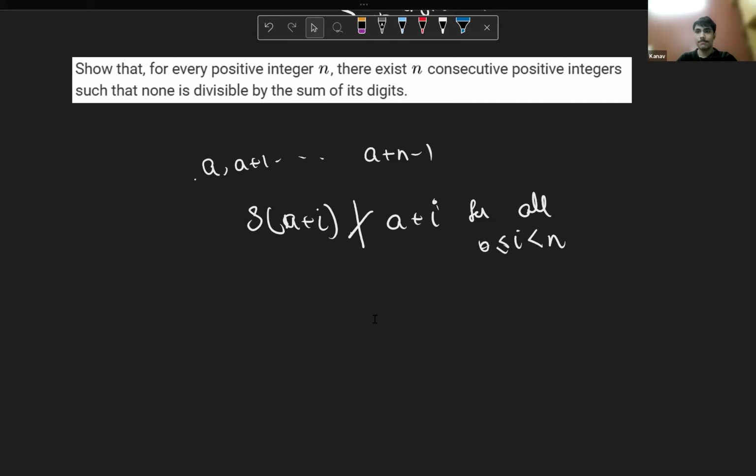Yeah, I think just take like 3. But there will also be other factors. If you take 39, then 39 is not divisible by 12. It doesn't have to be true for all of them. We just need to find a few a plus i such that it's not divisible. Makes sense, makes sense.